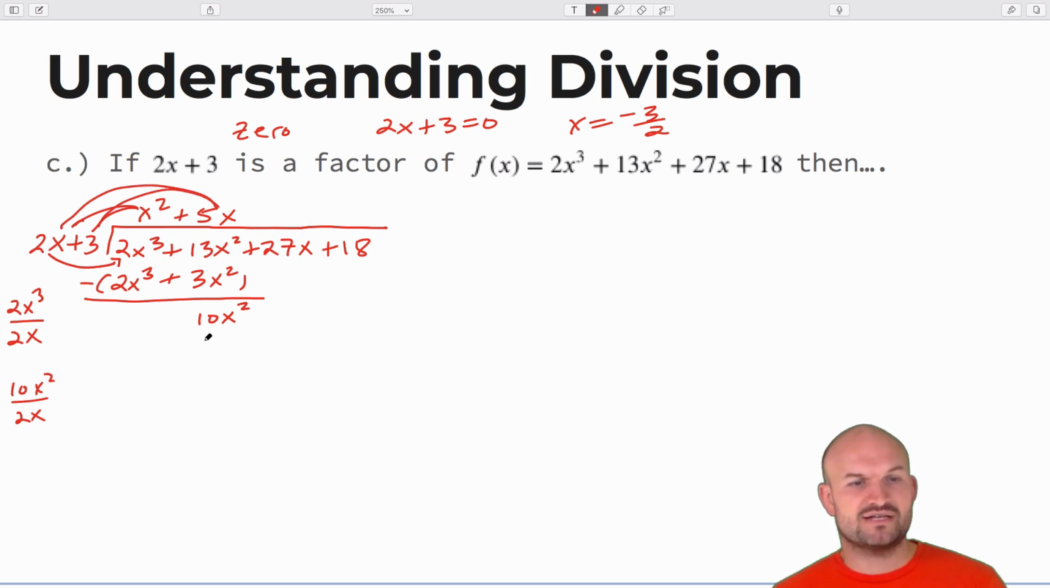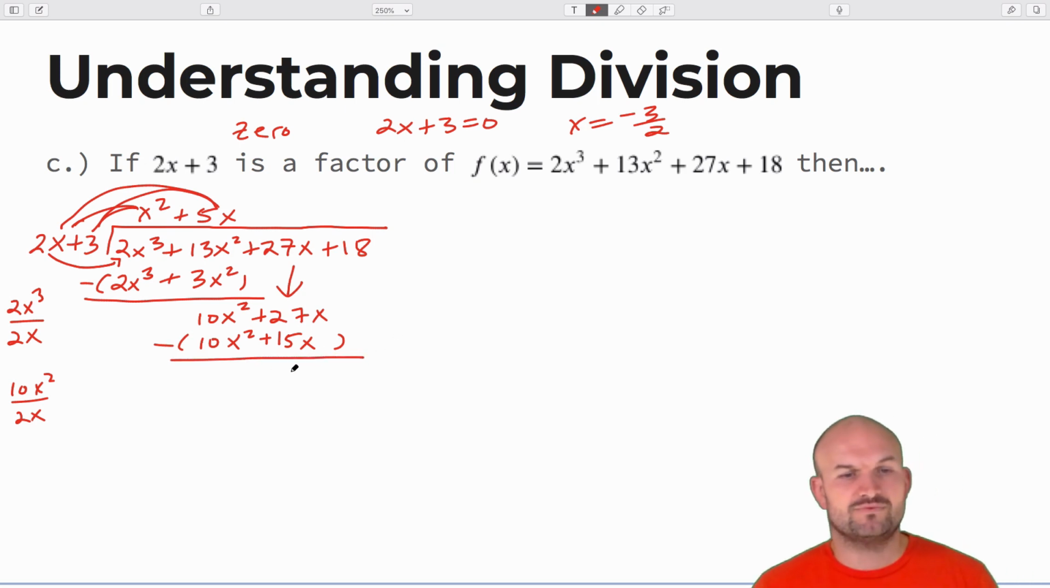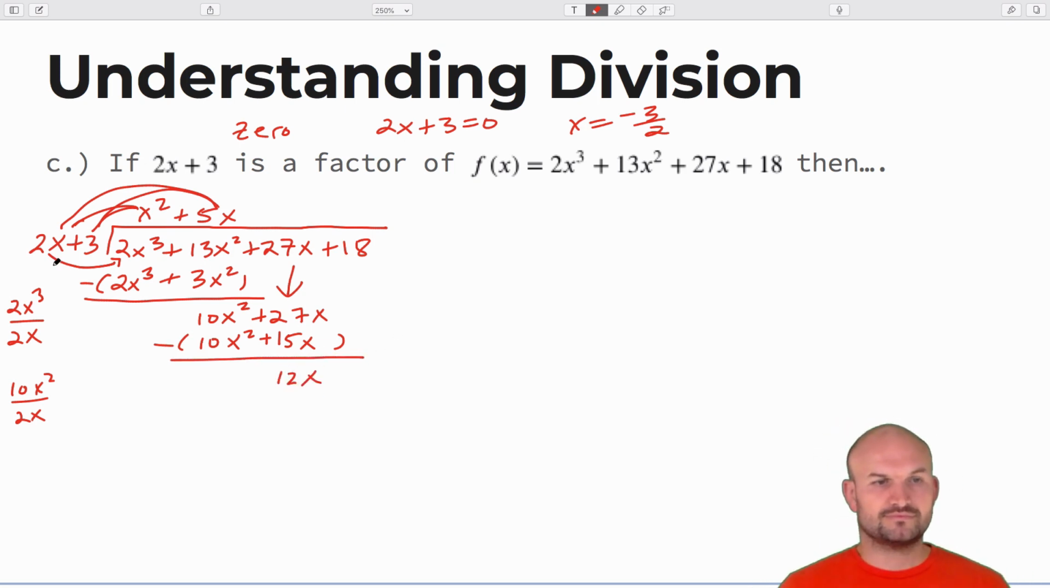So 5x times 2x is going to be a 10x squared, and then 5x times 3 is going to be a positive 15x. Now I can bring this down, right? So that's a 27x. And now I can just subtract my rows, and that's going to now leave us with a 12x.